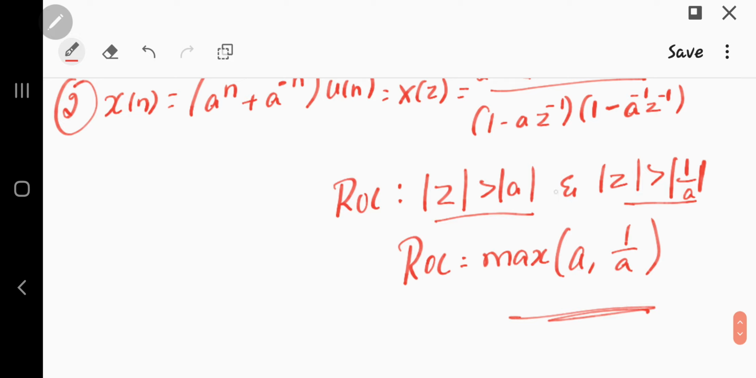Say for example, both are positive time sequences, so you will have two rings. One will have the radius 1 by a, another one will have the radius a. But if a is greater than 1 by a, then obviously this ROC will be outside the second ring, not concentric, outside the second ring, because these two are not positive and negative time sequences. Both are positive time sequences only. We don't have positive and negative time sequences in the same signal. That is the reason. Okay.